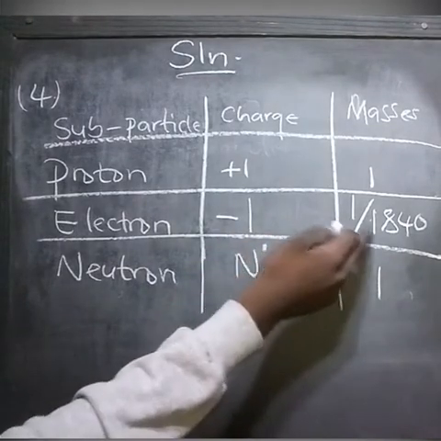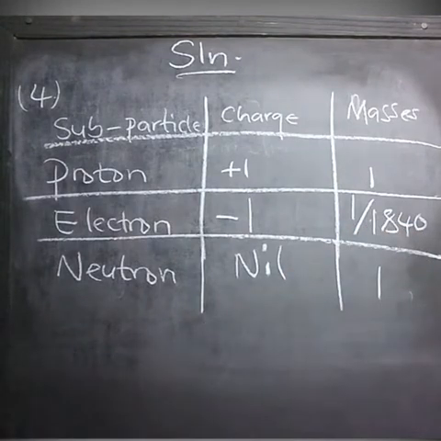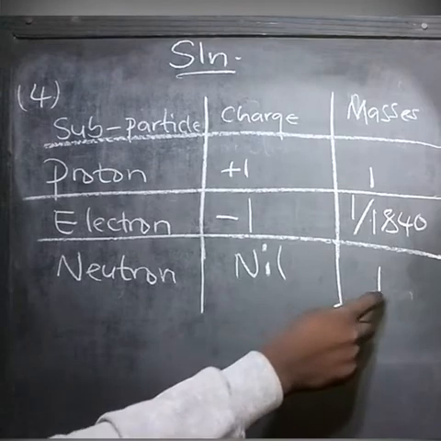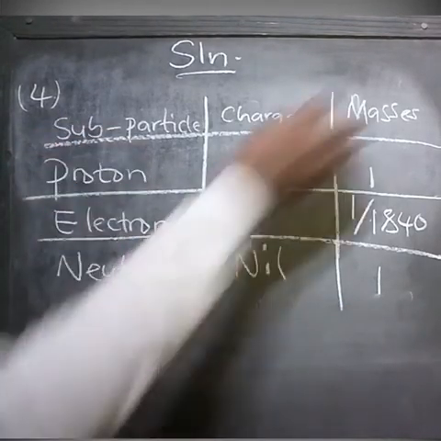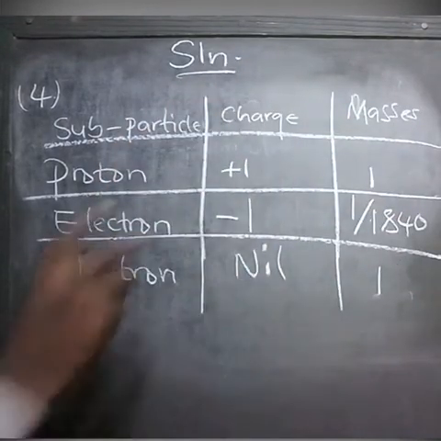So the mass of proton is 1, while that of electron is 1/1840, and that of neutron is also 1. We are only asked in this question to bring the subatomic particles together with their masses, but I decided to bring this so that you can have it too.